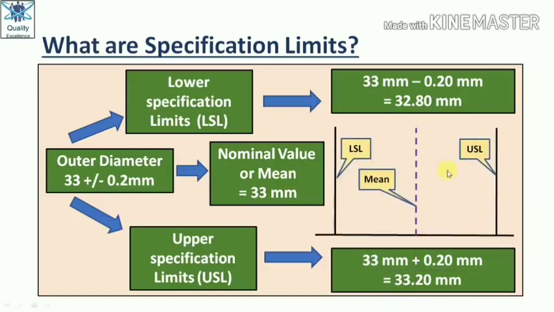If we see this in graphical form, consider the x-axis as outer diameter. This is the LSL, lower specification limit, which for us is 32.80. This is the upper specification limit, which is 33.20, and this is the nominal value or mean or average or target line, which is 33 for us.